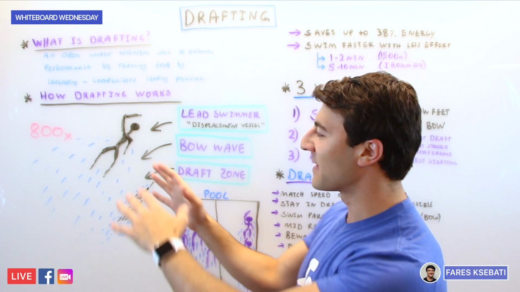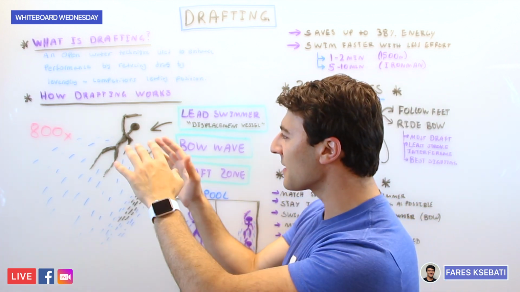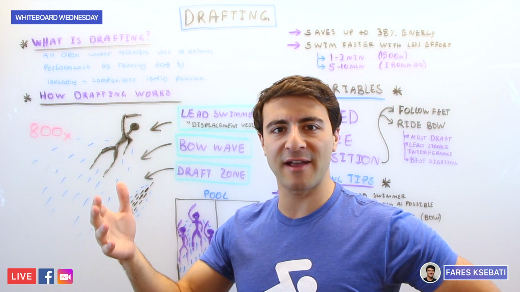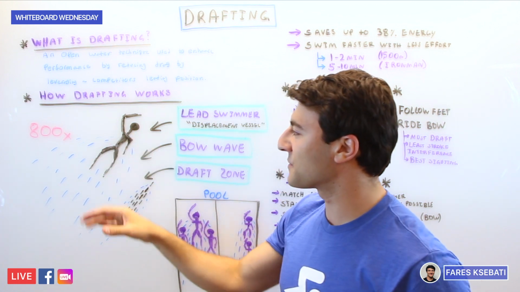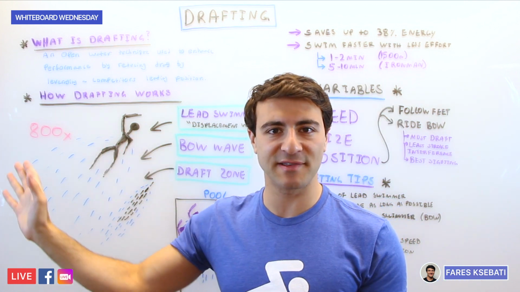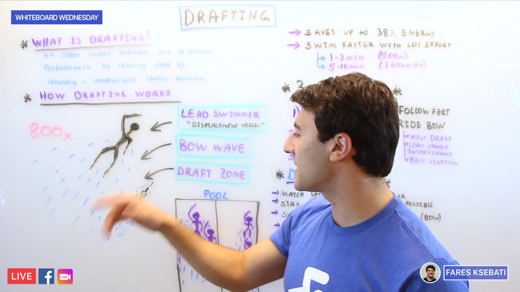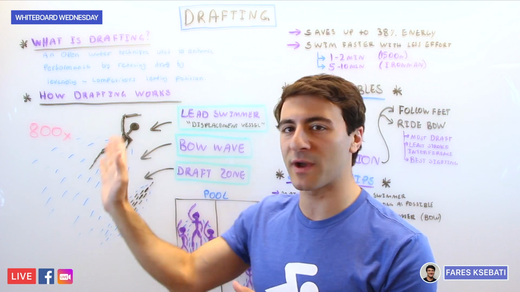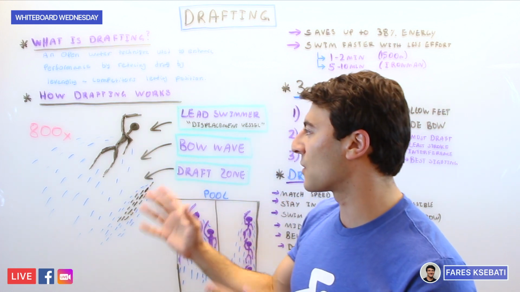And so what you have is this bow wave. Now this bow wave is created starting from about the diaphragm and the hips down, and so there's a draft immediately next to the swimmer on both sides and immediately behind them. And the goal in open water swimming is to stay in someone else's draft zone as long as possible.